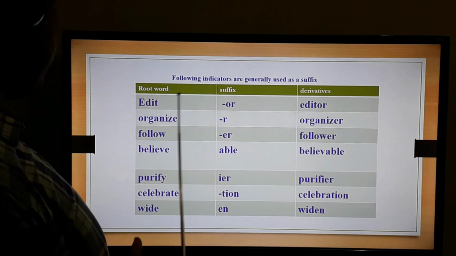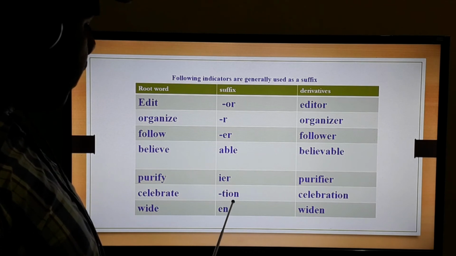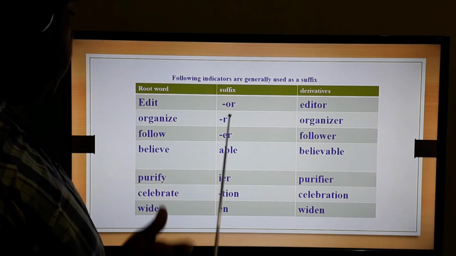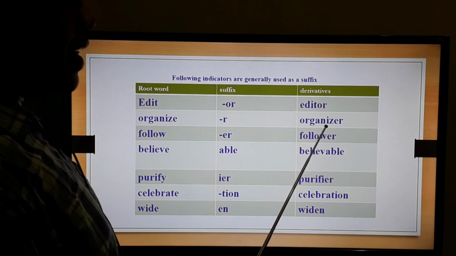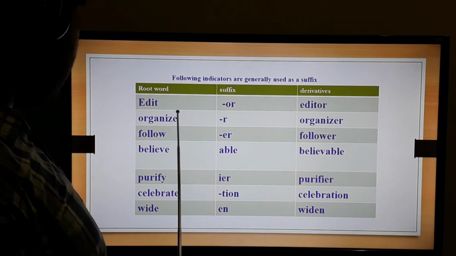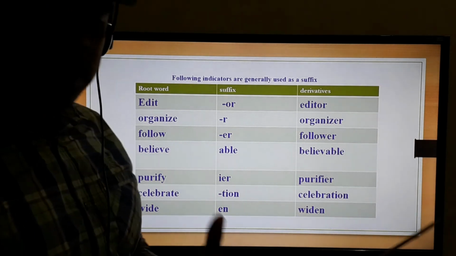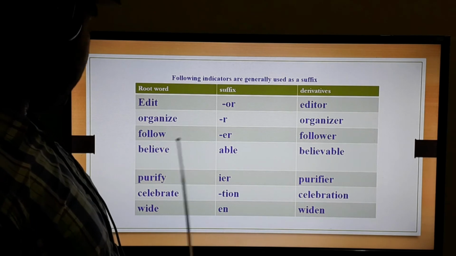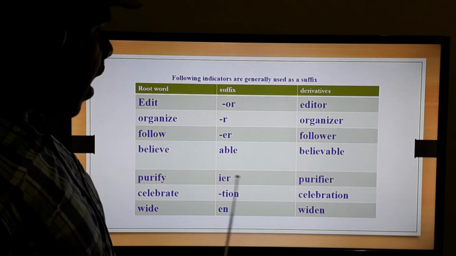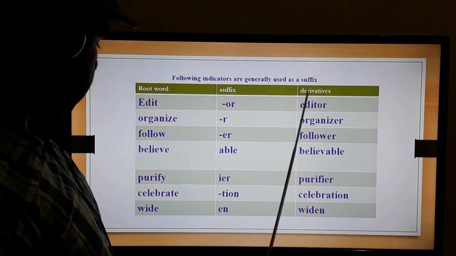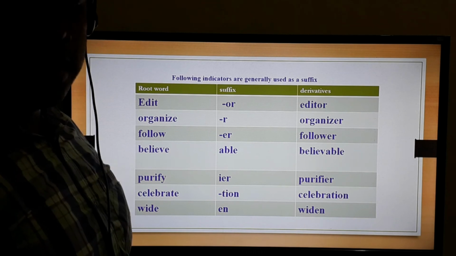Now there is another slide for you, where there are some indicators that we use basically as a suffix. What are they? You see the suffixes: or, er, able, ify, tion, en. So first of all, edit, then editor. Organize, organizer. If you find the word ending in e, you can put only r, then a new word is going to form. Follow, follower. Believe, believable. Unbelievable we can say also. Purify, purifier. Have a look. Celebrate, celebration. White, whiten.